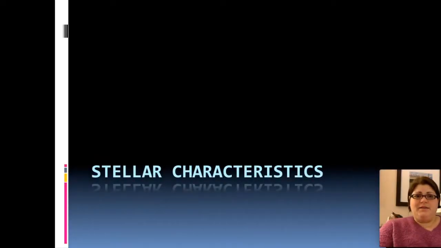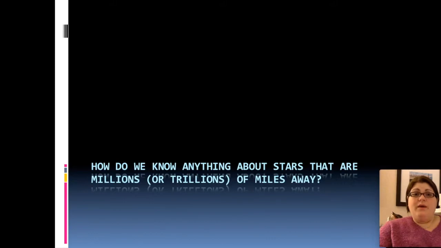Our last topic is stellar evolution, in other words, the life cycles of stars. But we can't talk about that until we understand some of the basic characteristics of stars. What I often get asked a lot is, how do we know?